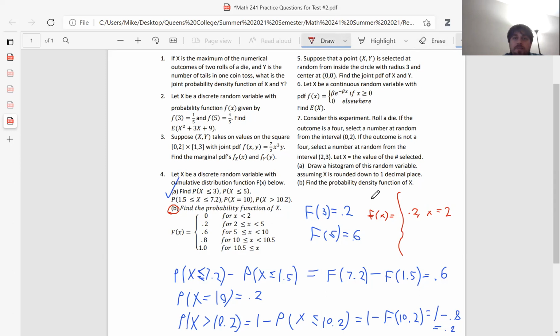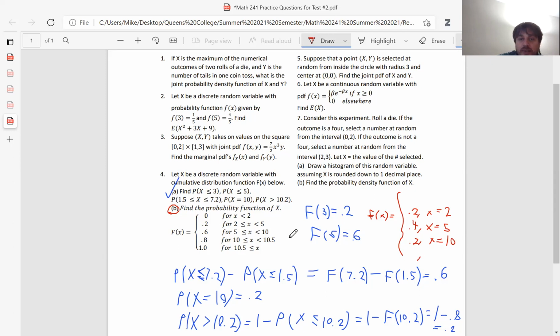At x equals 5, there's a jump from 0.2 to 0.6, so the jump is 0.4, and that's when x equals 5. So there's another jump in the cumulative distribution function, which means there's a non-zero probability. And when x equals 10, there's a jump of 0.2.